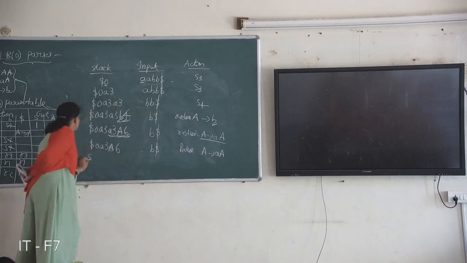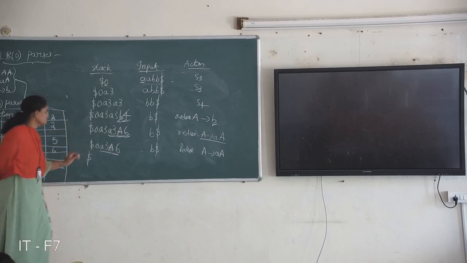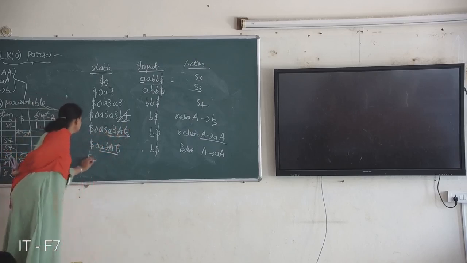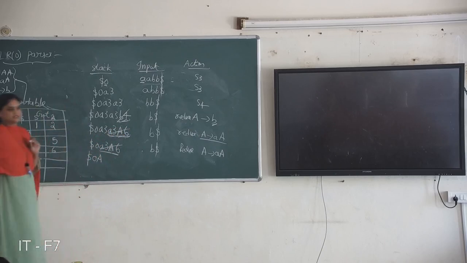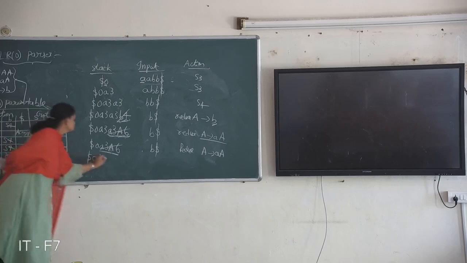Up to here, right? AA. So these 4 symbols are reduced, just strike them off like this, and this is reduced to capital A. So 0 on A again: 0 on A goes to the state 2.